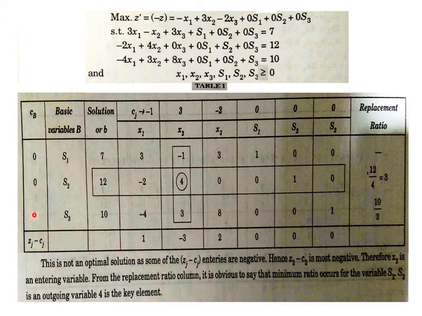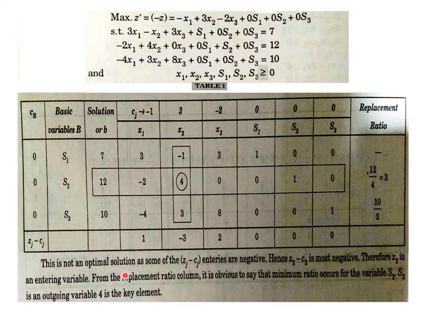That will be 0, because the product with 0 in all the cases gives a sum of 0. So Zj will be 0, and 0 minus 1 will be plus 1. And Zj will be 0 because of the 3 zeros here in all the cases. So Zj minus Cj will be minus 3, then plus 2, then 0, then 0, then 0. And as you can see, this is not an optimal solution. Optimal means the final solution.